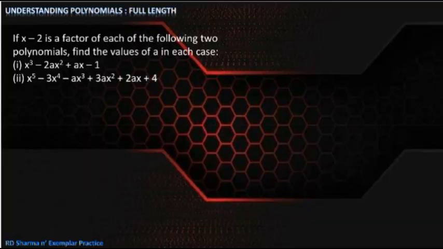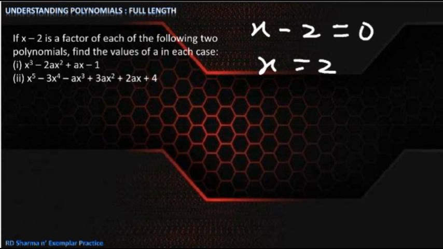Again, this is a simple question. You do not need to go through multiple rounds. You can just equate x minus 2 to 0 and you get x equals 2. Then substitute the value of 2 in this expression and in this expression. And then check if x minus 2 is a factor of expression 1 or if x minus 2 is a factor of expression 2.